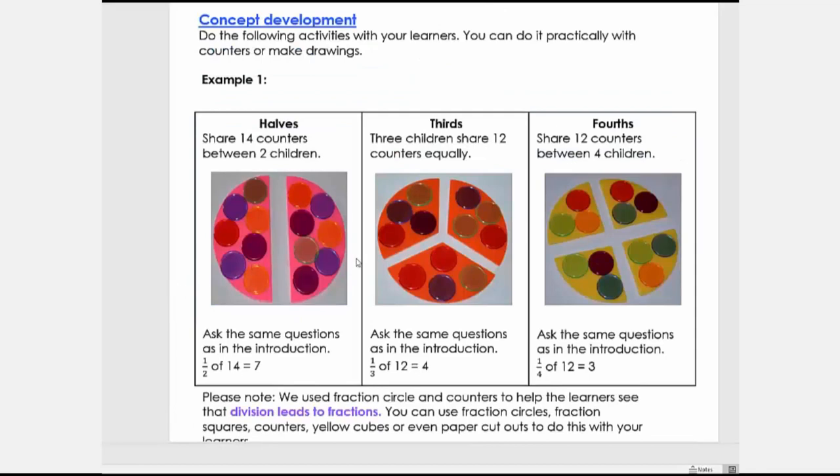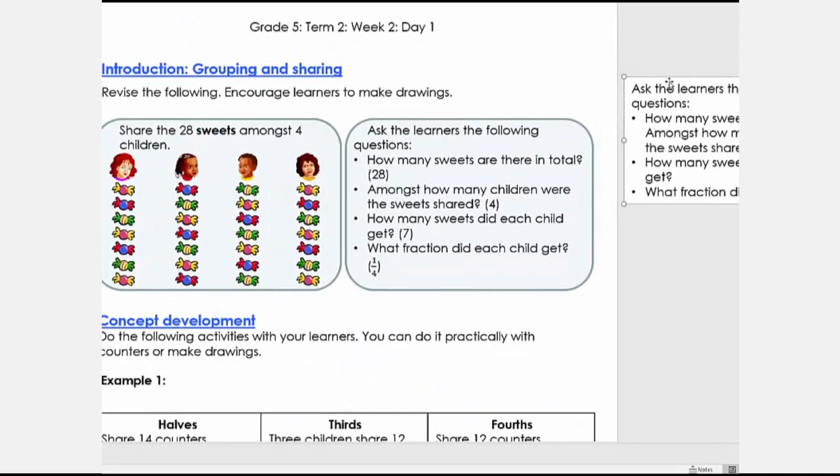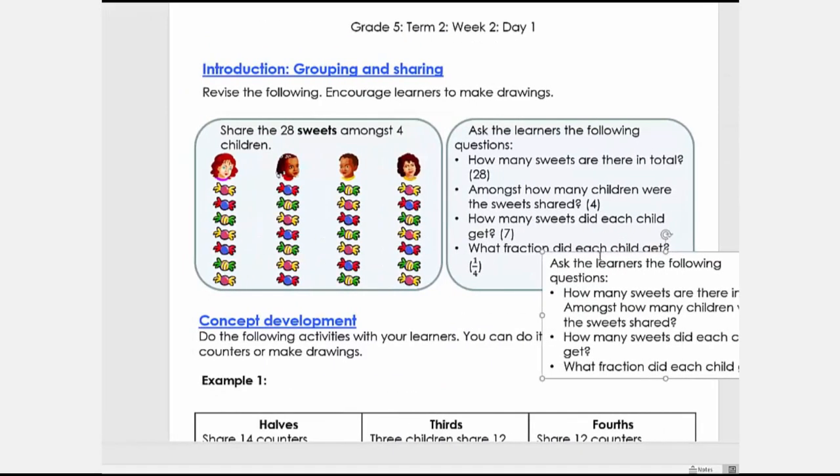Okay, so what we're going to do now is look at these diagrams and pictures, and then answer questions. We're going to look at wholes, thirds, and fourths. We're going to share 14 counters between 2 children. What we can do is put it on fraction circles to make it easier to understand. And then you're going to ask the questions that you previously asked.